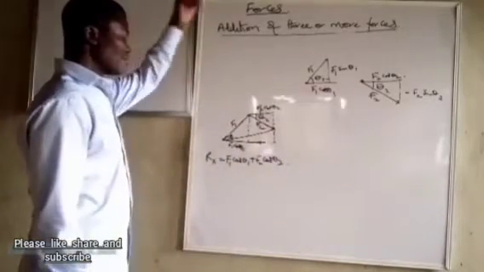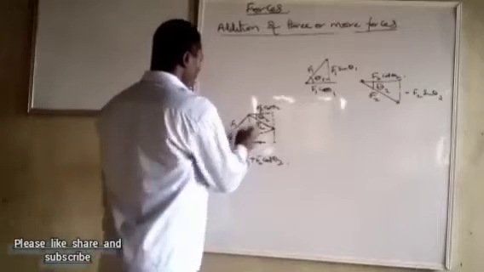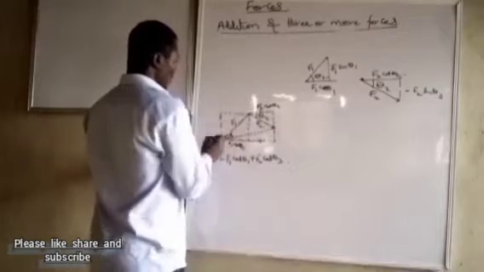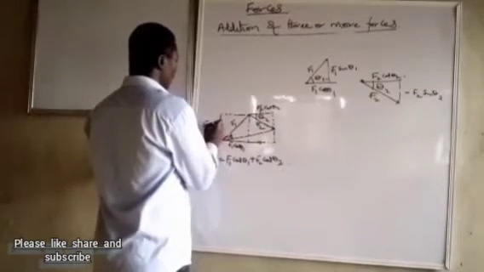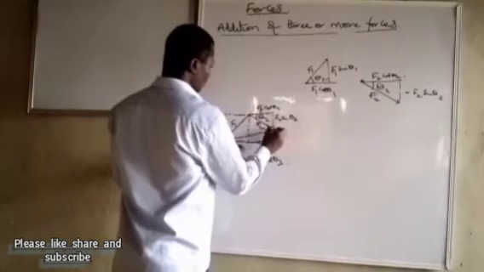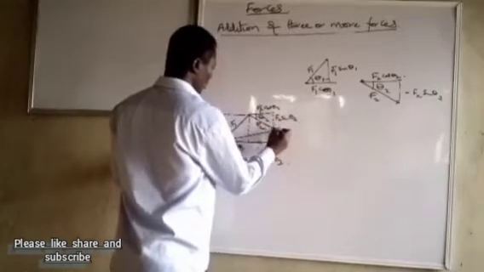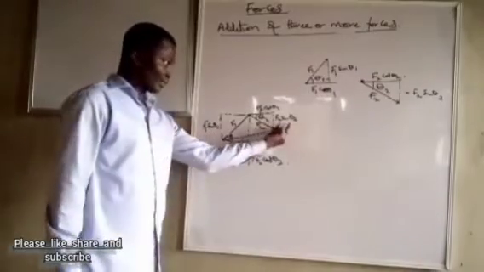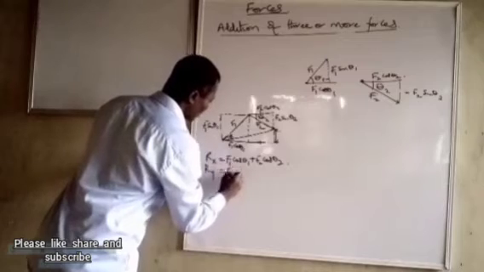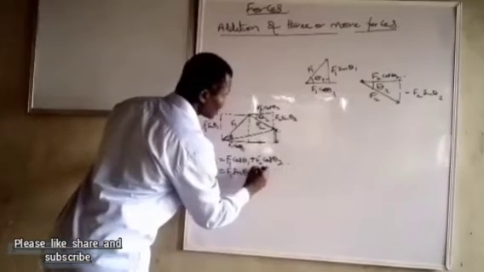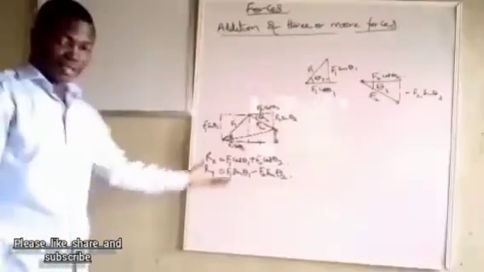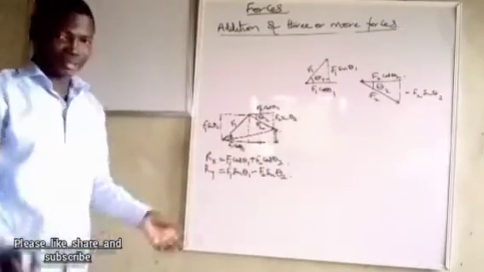Now let's look at the vertical components. For y, you can see F1 sin theta 1 and F2 sin theta 2. So what is it going to be? It's going to be F1 sin theta 1 minus F2 sin theta 2. So Ry is equal to F1 sin theta 1 minus F2 sin theta 2. That's what I wanted to show you. You can see the resolution of vectors makes it easy and fun.